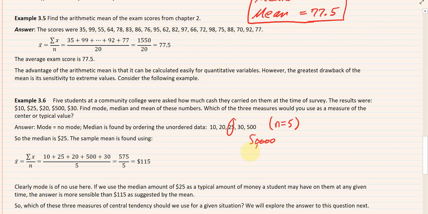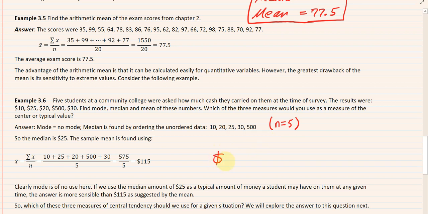Maybe this person was on their way to buy a Tesla, or buy an automobile or something. But whatever the case might be, make it 50,000, make it 500,000, make it 5 million cash. The middle value is still $25, so that's not going to be affected or influenced by extreme values. And we could have extreme values on the low end.